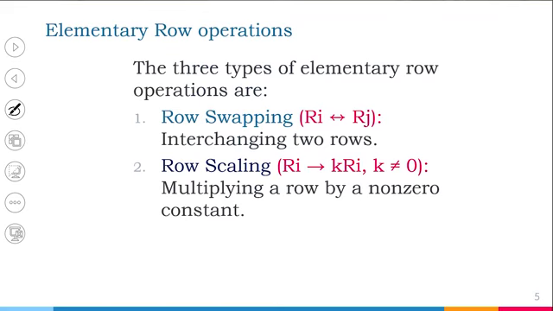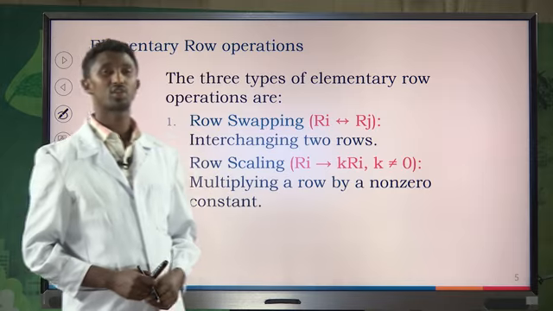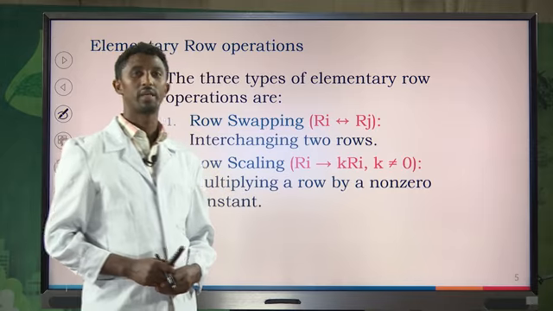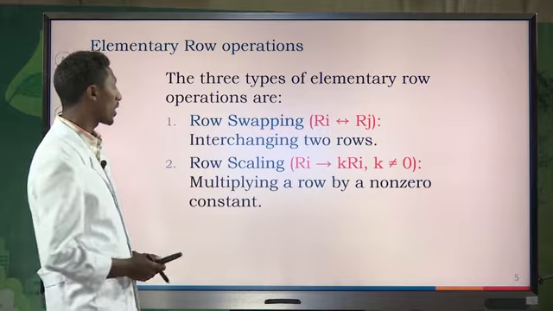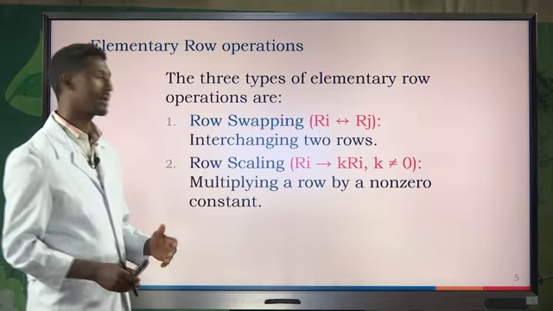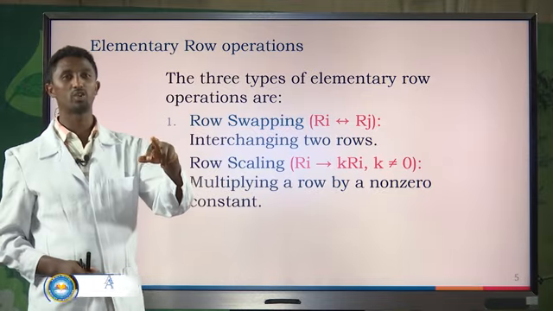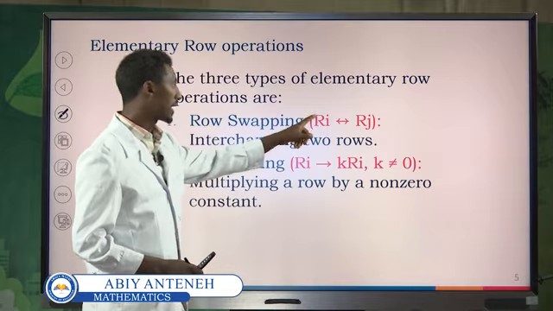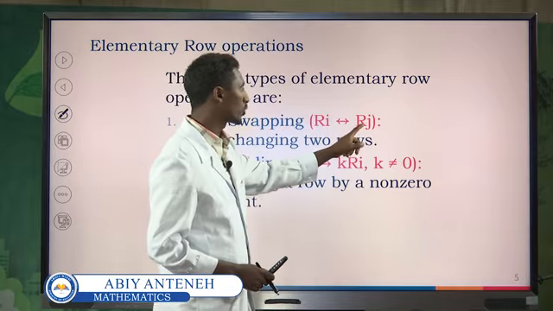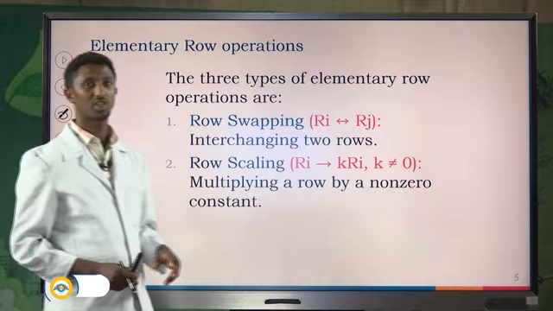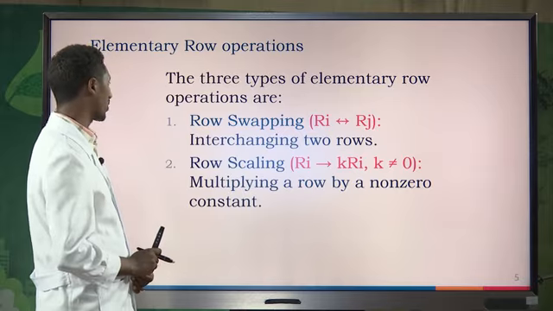So what are elementary row operations? To solve a system of linear equations, we need these elementary row operations. There are 3 basic types. The first one, row swapping. Swapping means interchanging any 2 rows: Ri is interchanged with Rj. We can interchange any 2 rows of the augmented matrix in solving a given system of linear equations.